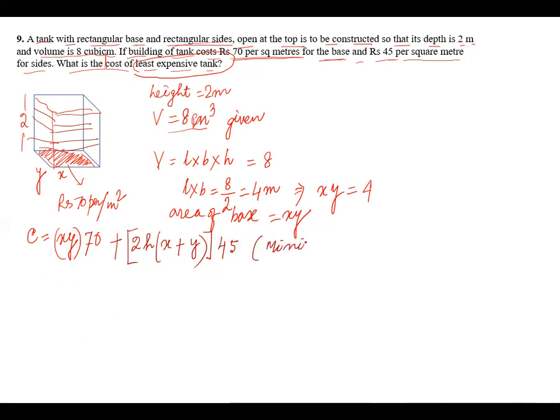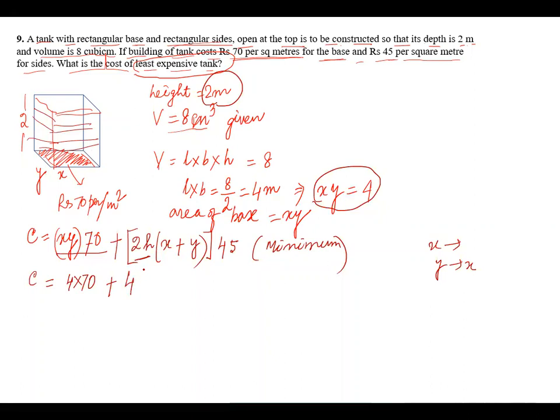You have to differentiate this. Now, with respect to what? With respect to either x or y. So we have to write either x in terms of y or y in terms of x. Because h is already given, I'll put it in. So let us simplify. C, the cost function, is equal to xy, which is 4, so I can put 4 here, 4 into 70, that will be 280, plus 2 into h, which is also given, that is 2, so it becomes 4 into x plus y into 45. I'm simplifying a little bit more. It will be 180 into x plus y.